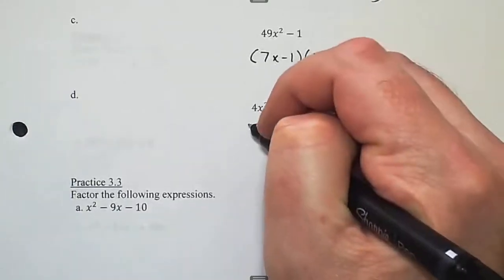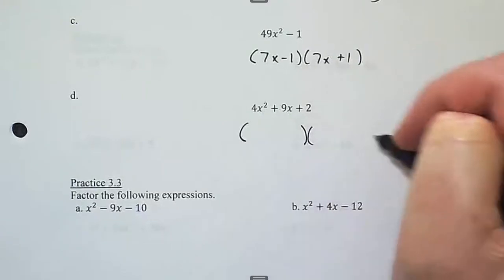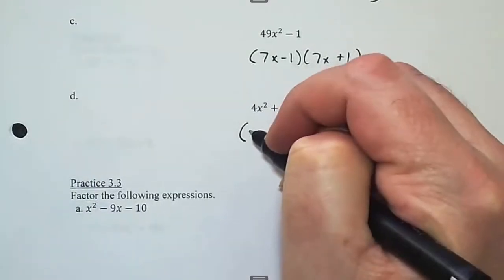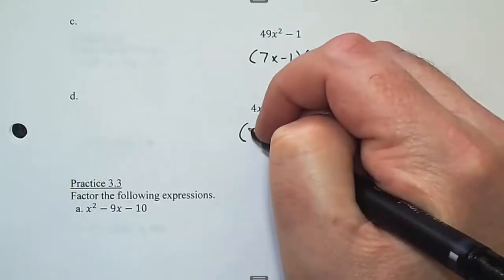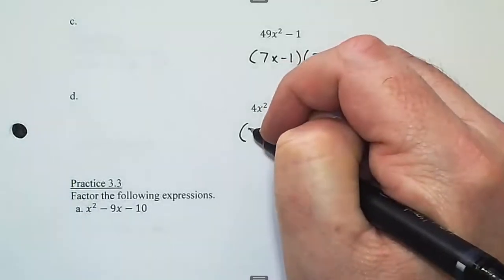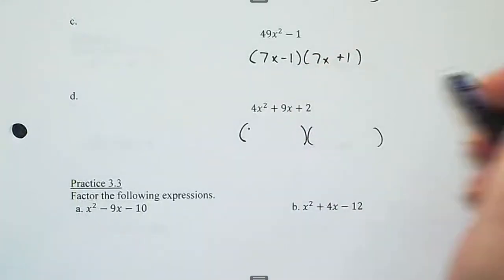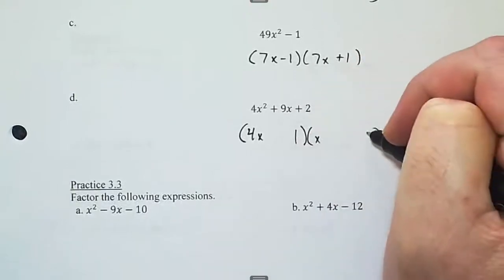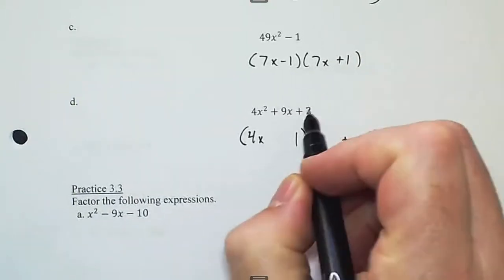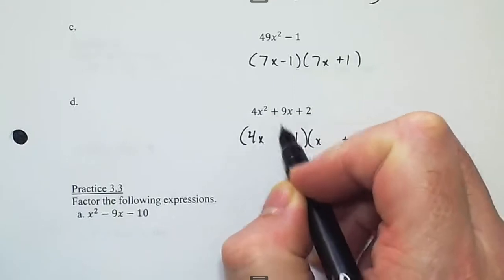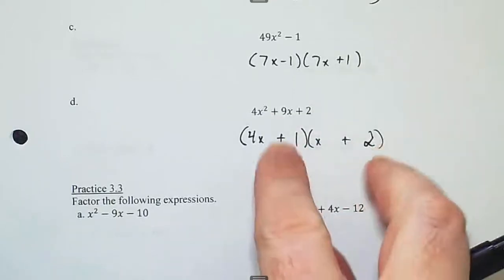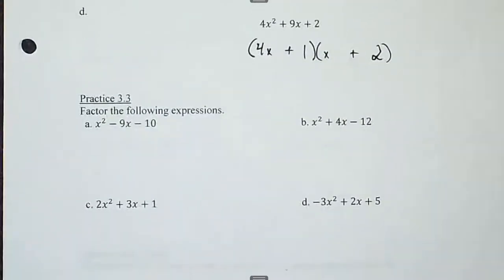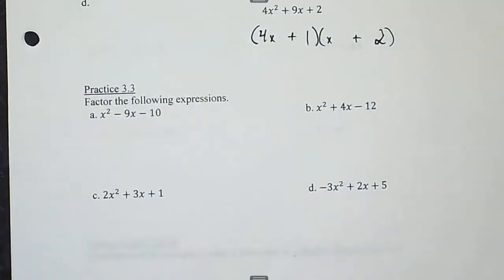All right, let's take a look at the last one. Okay, I need numbers that multiply to 4x to go here and here. So you could try 2x and 2x, or 4x and x. I'm going to try 4x and x, and I'm going to try 1 and 2. Both of these numbers have to be plus to give you a positive number there and there. That gives me 8x plus 1x is 9x. All right, for practice 3.3, go ahead and give those a try.